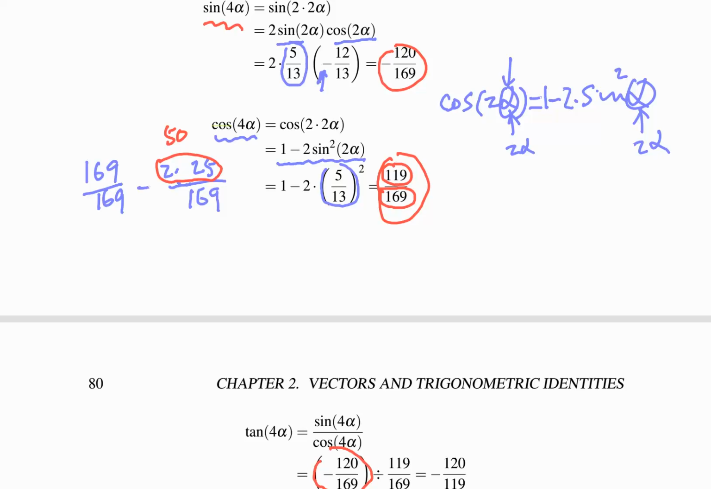119 divided by 169. Okay. Then when you do the division, you do negative 120 over 169. Division here, you flip it, 169 over 119. So the final answer is negative 120 divided by 119. All right. I'll see you next time.